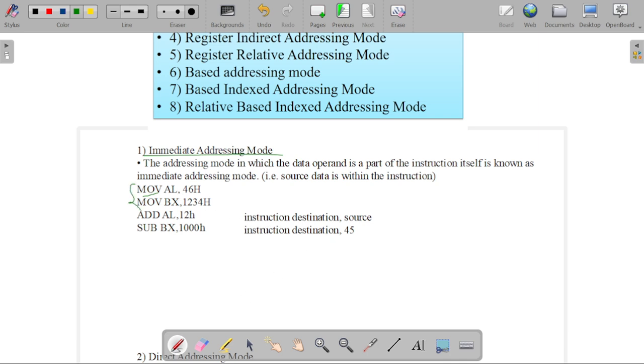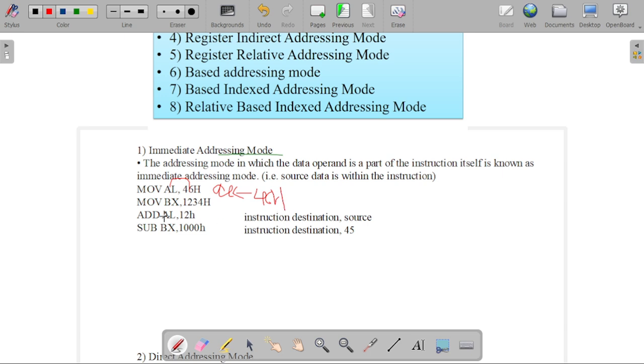In this example, each instruction has a destination operand, which is one of the registers. The source operand is the immediate data that is given. So in immediate addressing mode, we are transferring the immediate value, that is the direct value, into one of the registers. The first instruction is the MOV instruction. In that MOV instruction, we copy the contents 46H into the AL register, so AL becomes 46H.